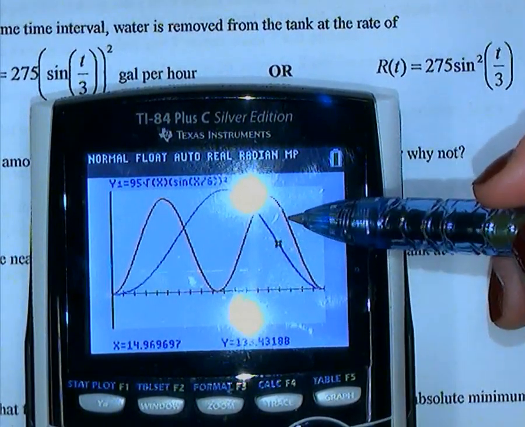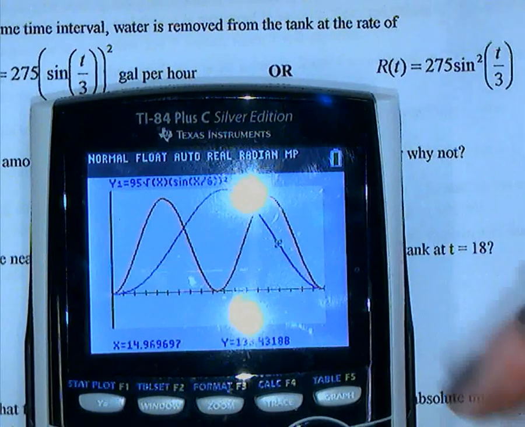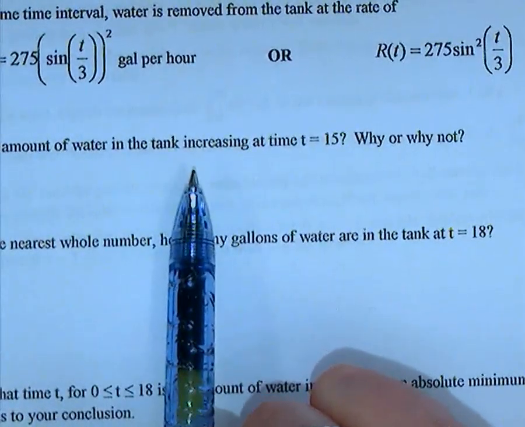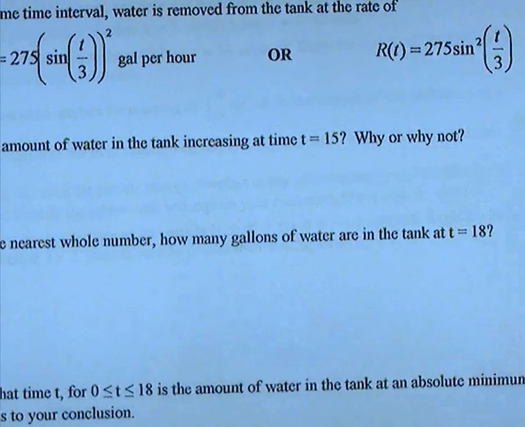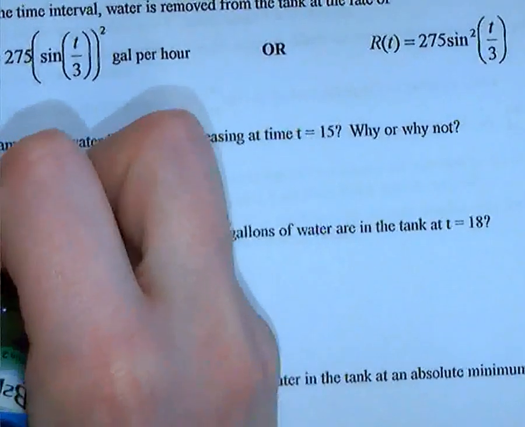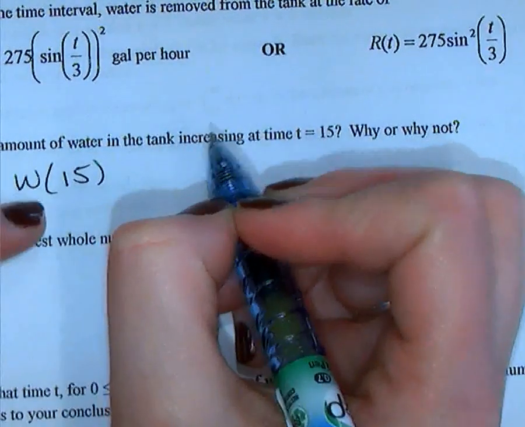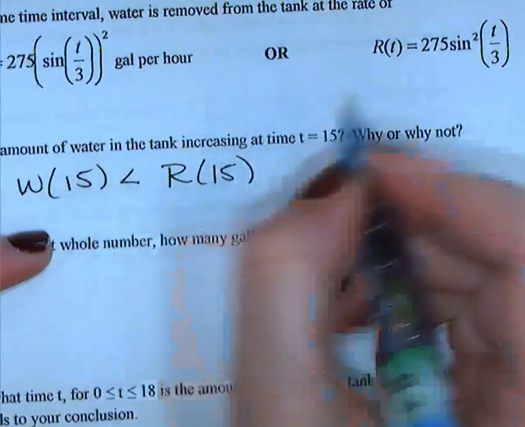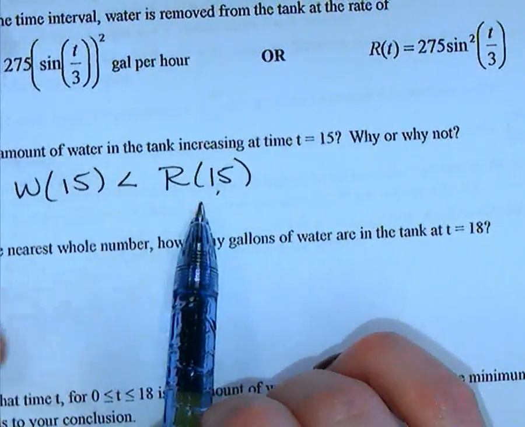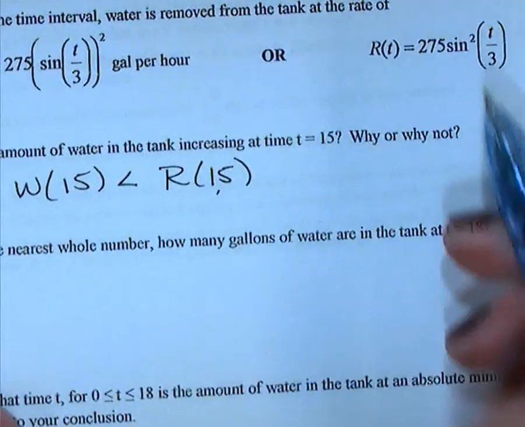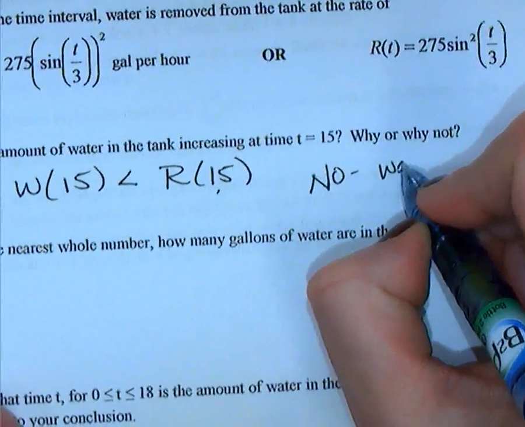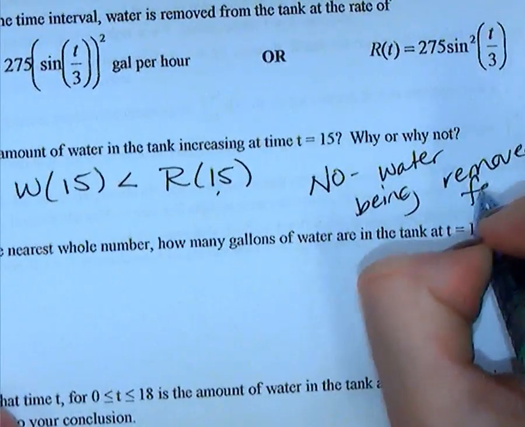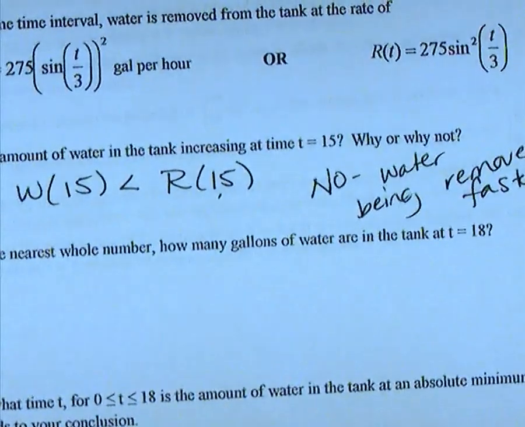So at time 15, the water is being removed faster than it's entering the tank, and therefore, the amount of water is not increasing, okay? So I can say that W of 15, the rate in, is less than R of 15, the rate out. So this is happening faster. Is the amount of water in the tank increasing? No. Water is being removed faster. Okay, something like that.